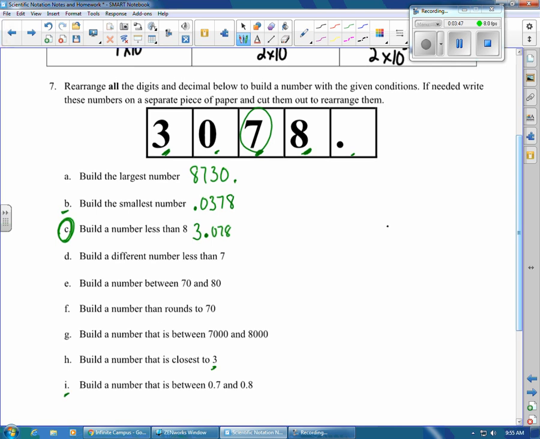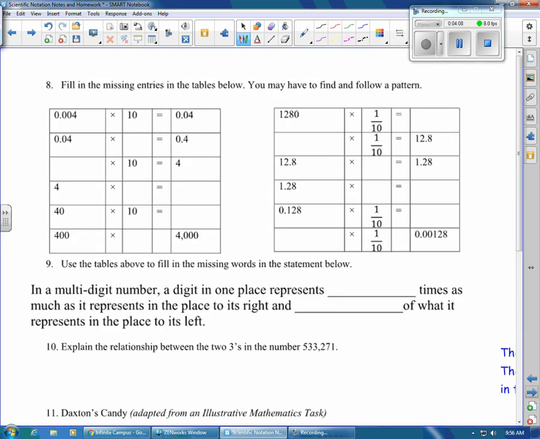So what I'd like you to do right now is go ahead and pause the video, fill in the rest of these, and then you can check them with a classmate or check them with me when you come back to school. But again, there's many different numbers that they could be, but you are responsible for filling in all of the rest of the answers on this page. Let's move on to the next page. Okay. Number 8 says, fill in the missing entries in the table below.